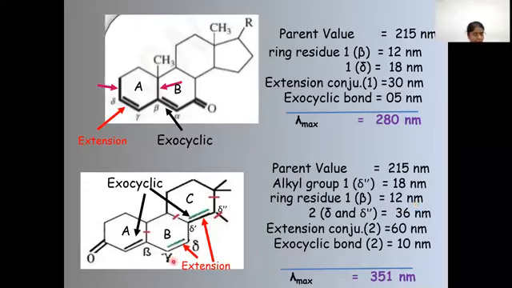At gamma, there is no substituent. At delta, there is no substituent. At delta dash, there is one ring residue. At delta double dash, there is one alkyl group, 18 nanometer, and one ring residue is present on delta double dash. So two ring residues, one at delta dash and one at delta double dash. For two ring residues, increment will be 36 nanometer.